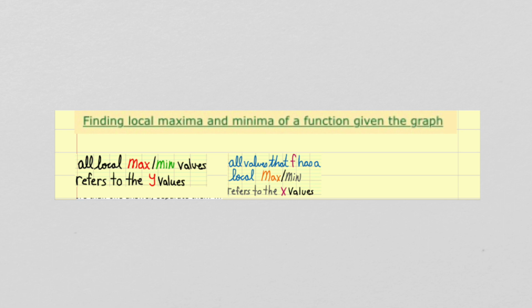Okay, all local max and min values refers to the y values. All values of f that have a local max or min refers to the x values. I put this on here because this is always on a word problem. So all local max and min values refers to y values. All values of f that have local max and min refers to all x values.